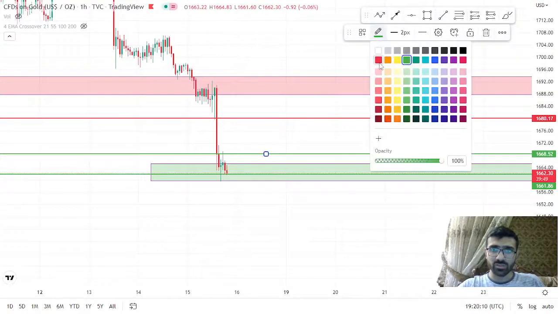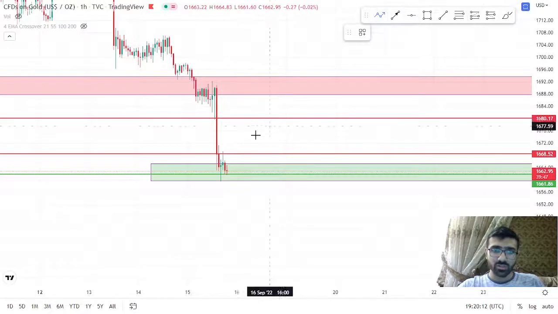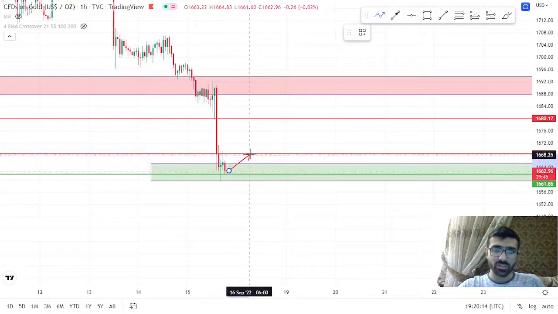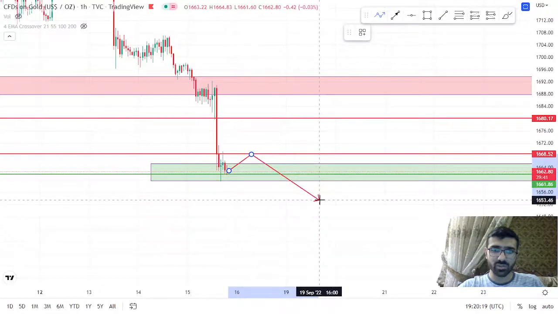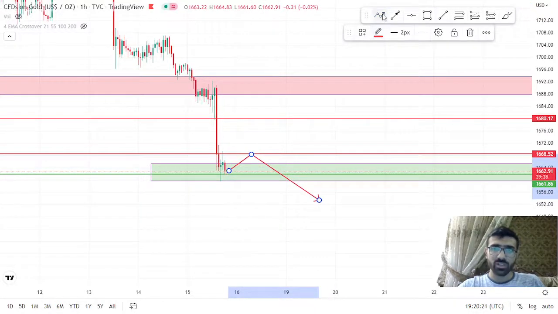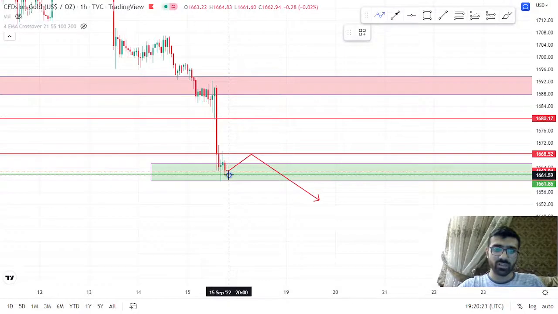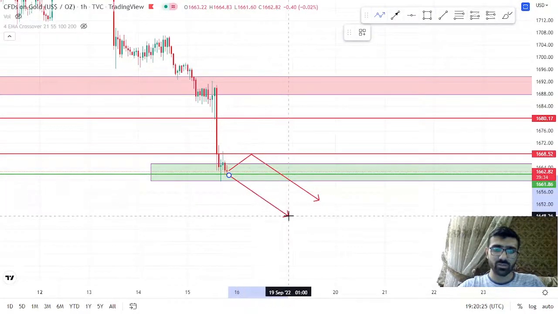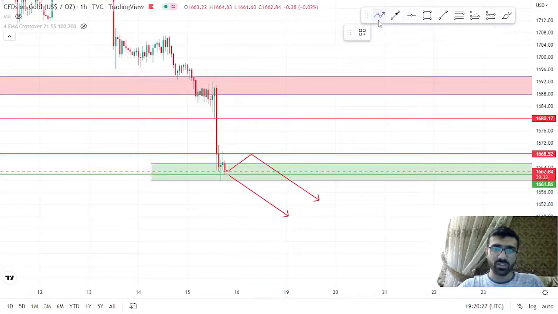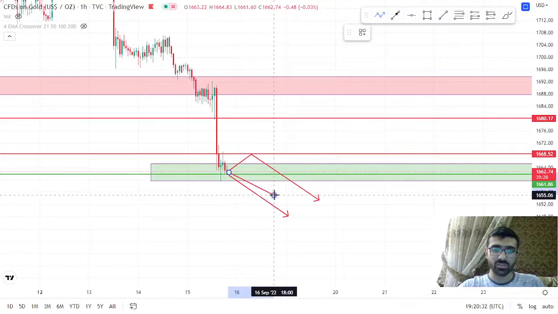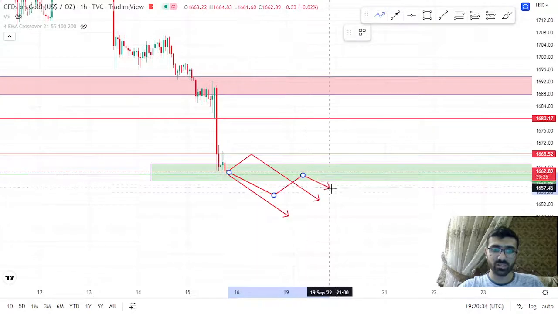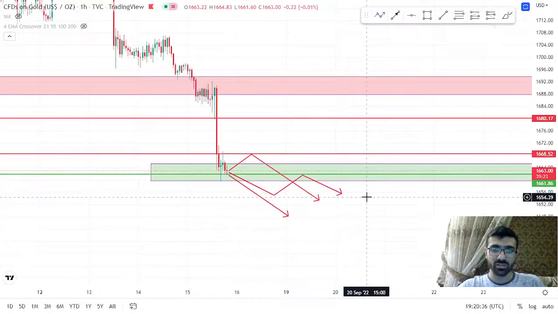Let me just give you the exact scenarios. So if the market has this resistance area and the market closes below, we are going to go short. And secondly, if the market just closes below this area of support, we are going to go short. And thirdly, if the market closes below this area of support and then retests this area, then we are going to go short once again.